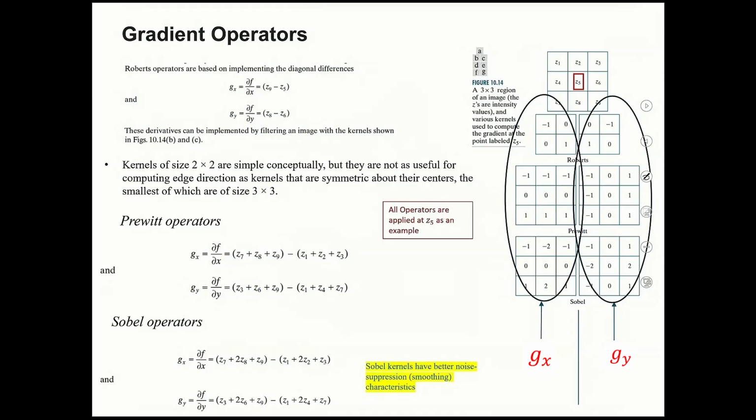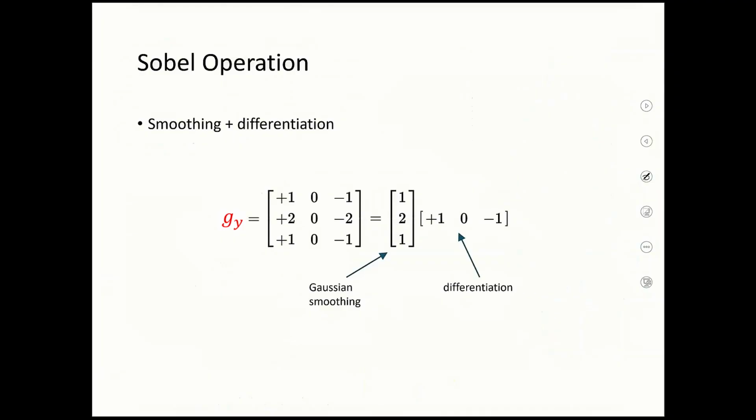We are taking the differences, which is a way of differentiating, and that's why it gives me the edge. But if you go a bit deeper into the Sobel operator, I can see that it has better noise suppression characteristics as compared to others. And the question is why? Because the Sobel kernel is basically made by convolving a Gaussian vector with the central differentiation, and that gives this kernel.